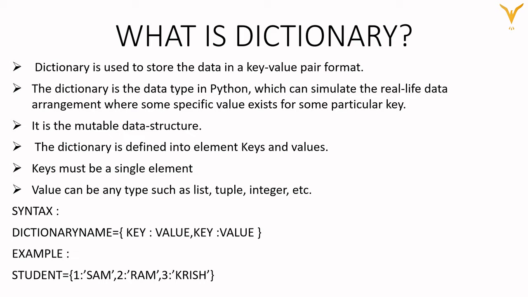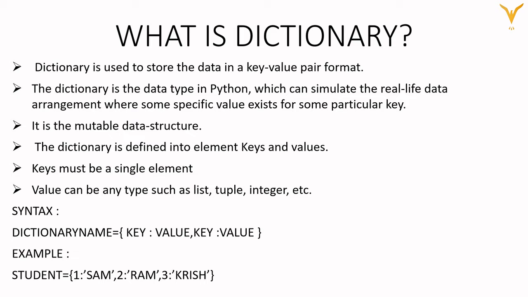The dictionary is defined into element keys and values. Whatever key we use should be a single element and it should be a unique element. The values can be any type, like it can be a tuple, a list, integer, strings, anything. Now let's see what is the syntax for creating a dictionary.